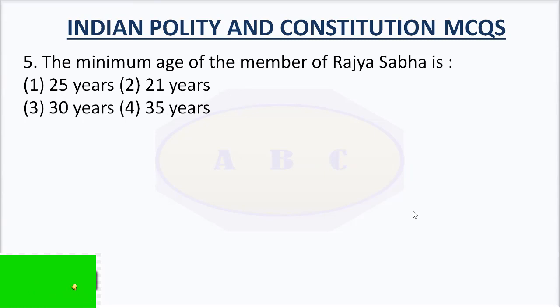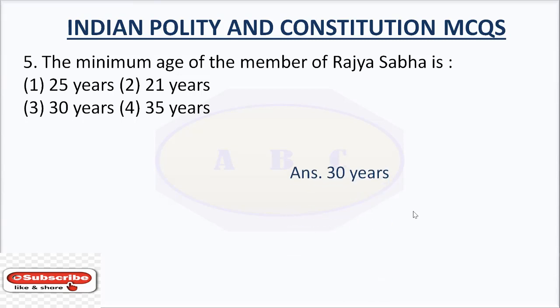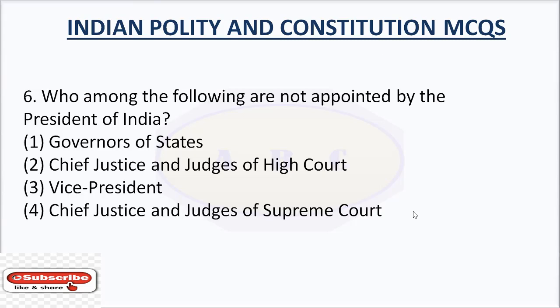Question number 5. The minimum age of a member of Rajya Sabha is option number 1, 25 years, option number 2, 21 years, option number 3, 30 years, option number 4, 35 years. The right answer is 30 years.